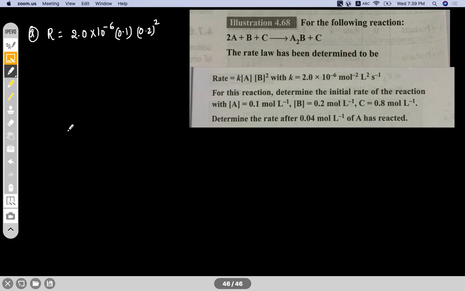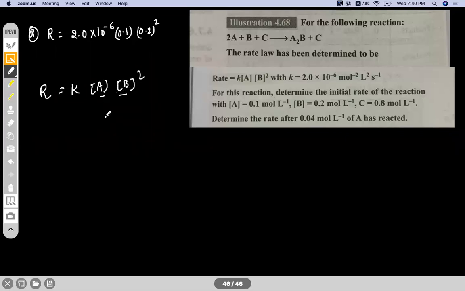Okay, so I'm not going to solve this. Now, determine the rate after 0.04 mole of A reacted. So always, when you write down the rate expression, K into concentration of A, B squared here, this A and B, the concentration that we have, is the concentration left. So you need to find out that when 0.04 mole per liter of A has reacted, what is the mole of A left, and what is the mole of B left?